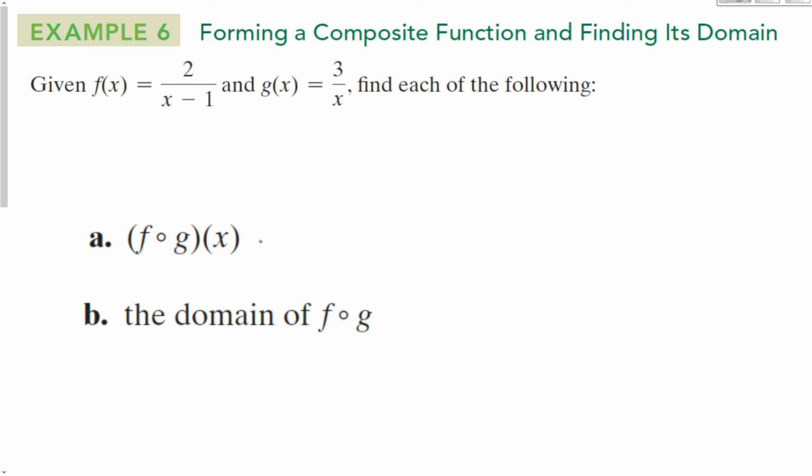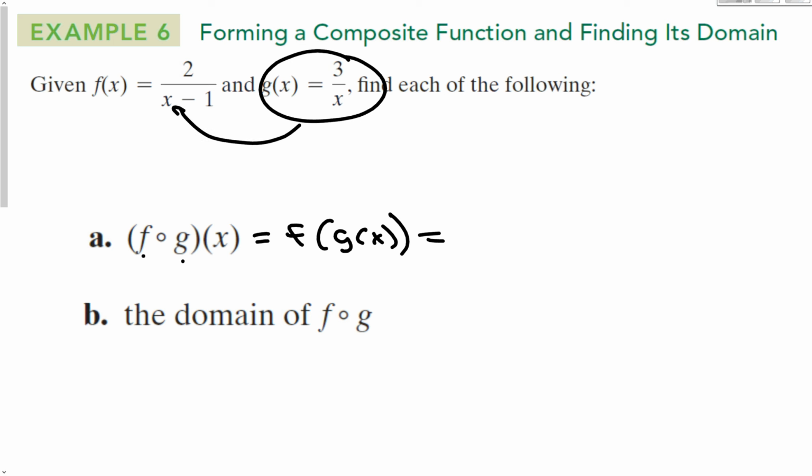So when we find f of g of x, remember, we're plugging inside out. We're plugging g into f. This means f of g of x. So when I do that, I take g and put it there. So it becomes 2 over 3 over x minus 1. I could leave it like that. I probably shouldn't because that's pretty ugly.